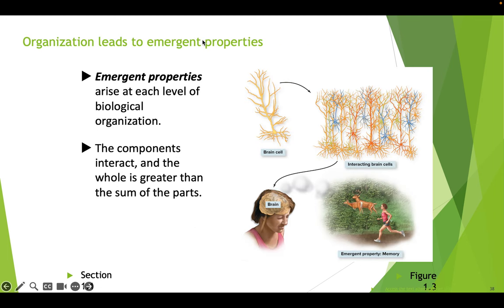All right, organization leads to emergent properties. And emergent properties are properties that arise at each level of biological organization. Things that aren't there at lower levels. So the components interact, and the whole is greater than the sum of its parts, right? Like a brain cell can do so much by itself. Brain cells can interact with one another, but altogether they make a brain that functions and can produce memory. This is something emergent. It's a new property that a brain is able to do, but brain cells on their own interacting are not.